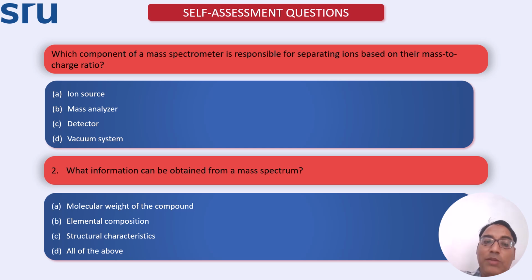Molecular weight only. See, elemental composition we cannot exactly find out. Okay, structural characteristics we don't know. We're only getting the peptides. The protein structure is already broken down into fragments. All of the above answer is already not correct. Okay, so the answer is A only.